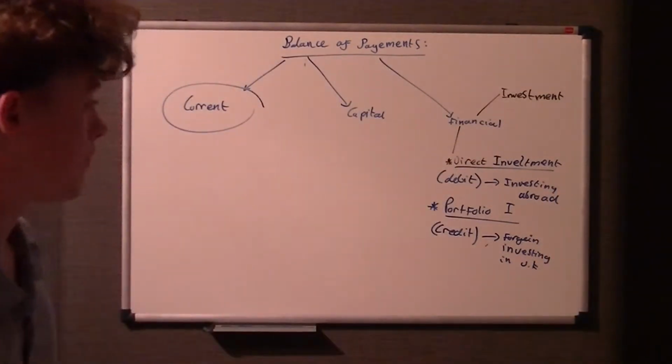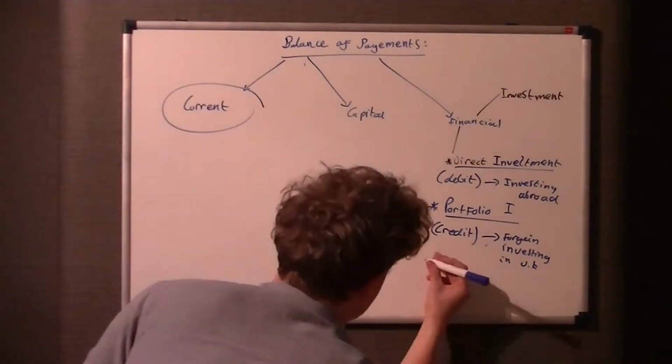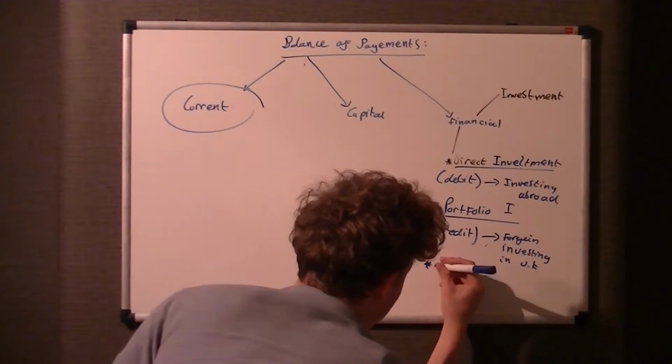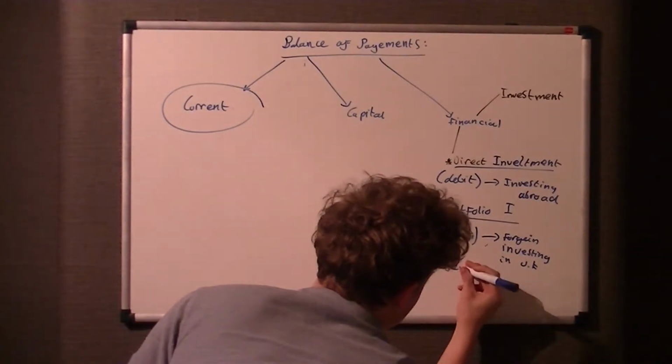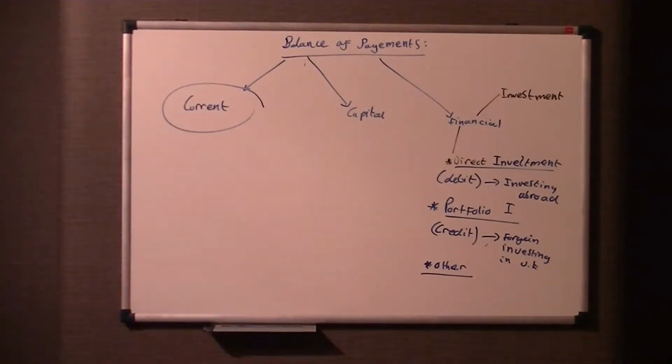So that's the financial account. There's one other thing actually. There's generally any other investments. I just put other, as these are all to do with investment. The other one includes deposits held by banks, deposits with banks held by UK residents abroad.